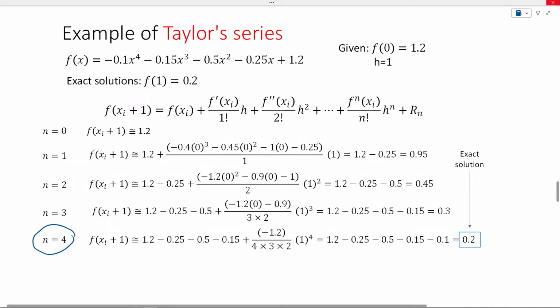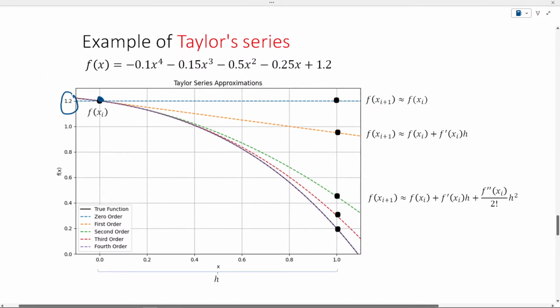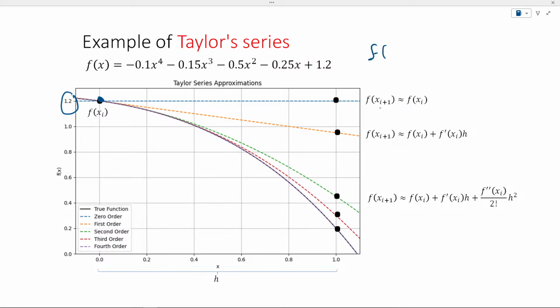So let me show you this. I plotted this for you and I can show it to you. So this is my function, this is my true solution. At x equal to 0, I have f of x equal to 1.2. Now I want to approximate this function to find f of x i plus 1, which is f of 1. And I know the true solution for this is 0.2.